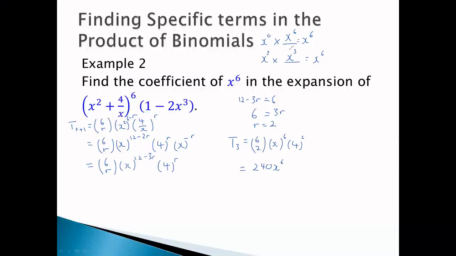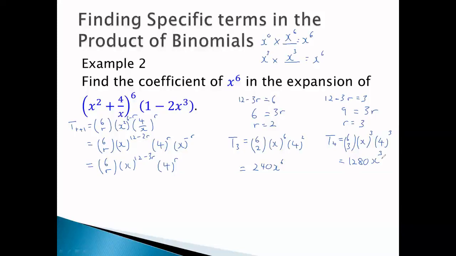Okay, again, now let's find our second term. We need an x cubed term. So our 12 minus 3r has to equal 3. So 3r equals 12 minus 3 is 9. r equals 9 over 3 is 3. So now we're finding the r plus 1, which is 3 plus 1, the fourth term: 6 choose 3, x to the power 12 minus 3 times 3, so it's correct, x cubed. And this is 4 to the power 3. So 6 choose 3 times 4 to the power 3 is 1280 x cubed.